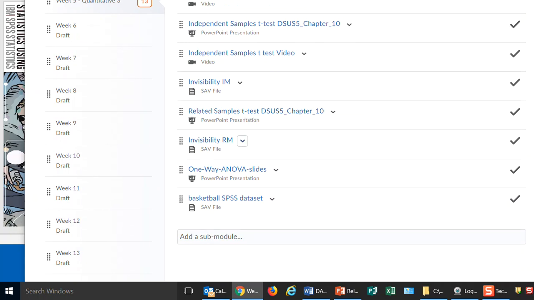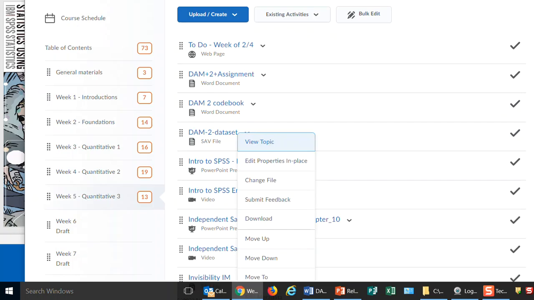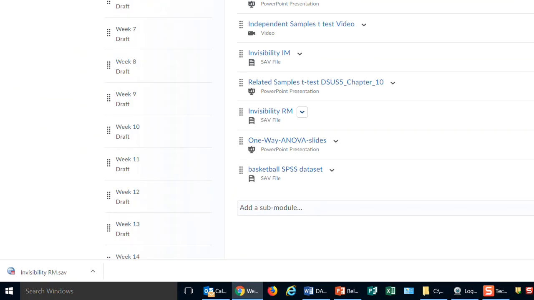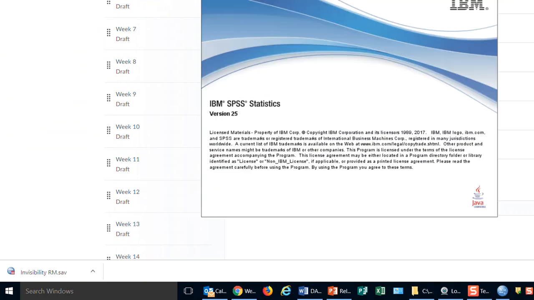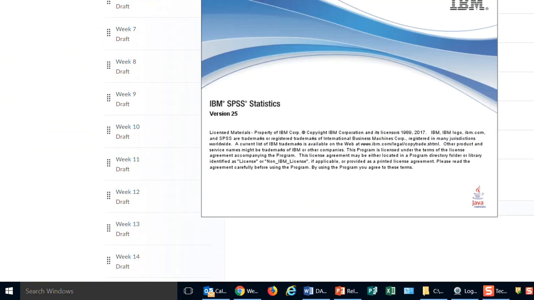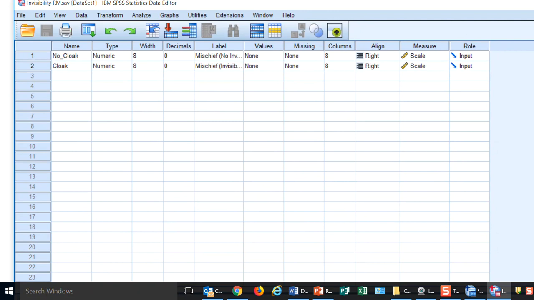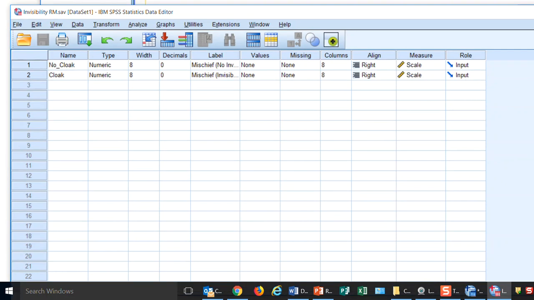I need this data file. So I'm going to click on the little arrow next to it and click download. I clicked down there and it's just opening up right away. But you could open up the folder and find the data file and then double click on it in order to open it up, or you can open up SPSS and then search for the file. So, invisibility related measures.sav. And the first thing I always need are some descriptive statistics.